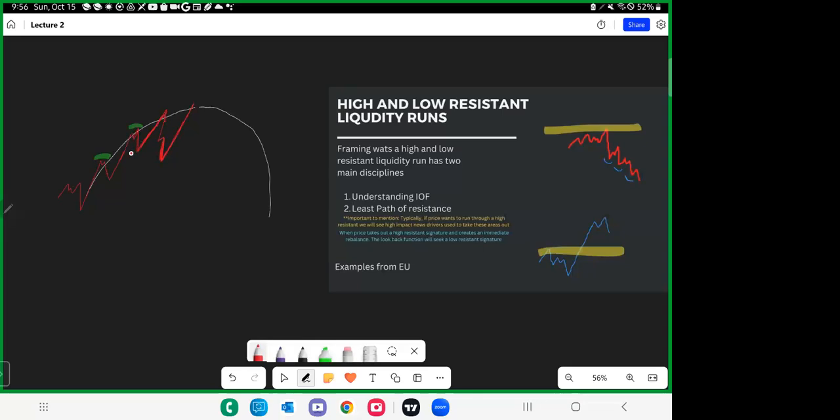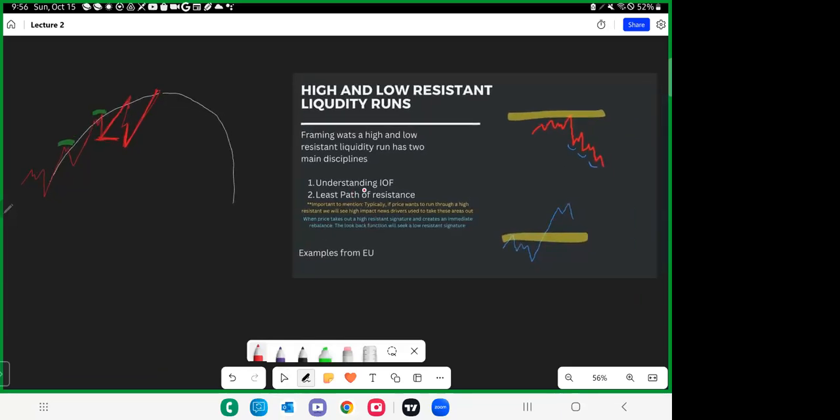So once again, if a high resistance signature is taken, but it's in line with order flow and we haven't really met the array or had a turning point, it's going to seek a low resistance signature. I'm going to show you guys examples of that. And the other discipline is the least path of resistance.